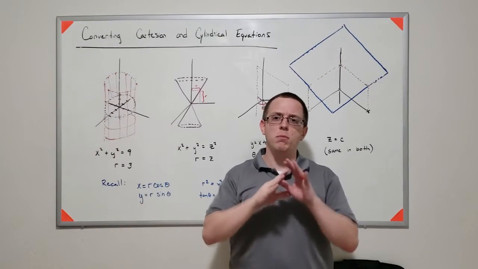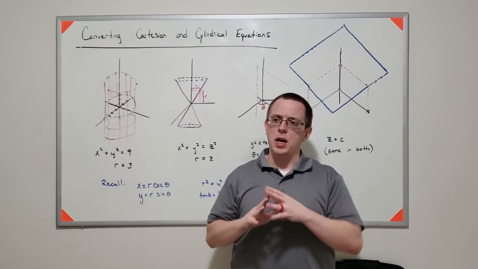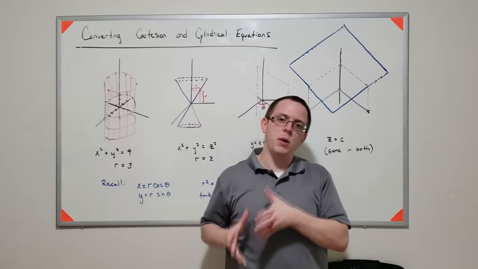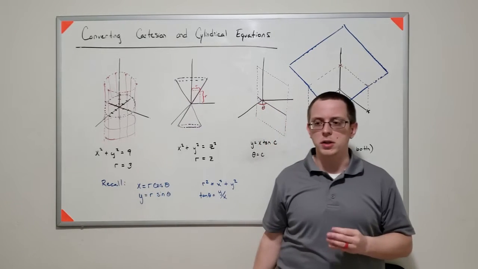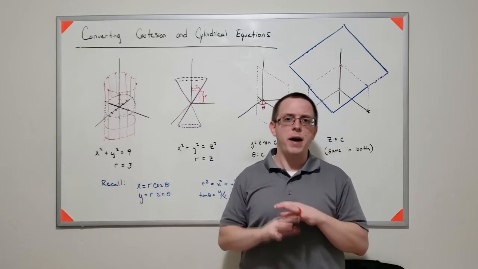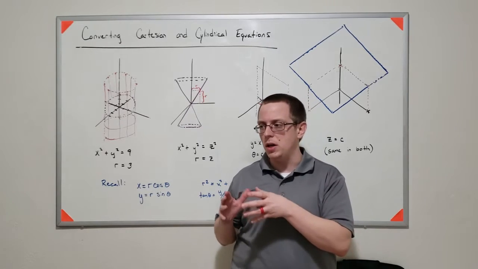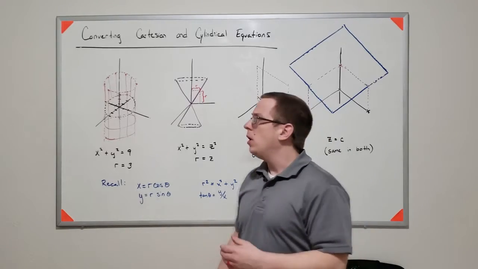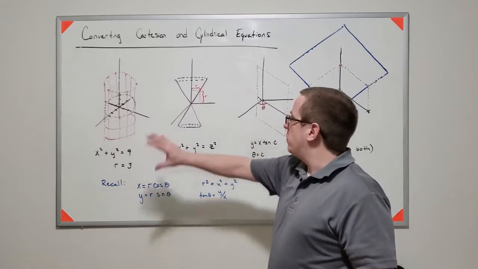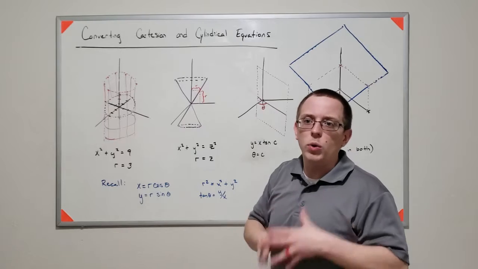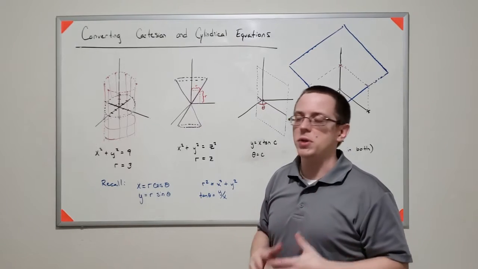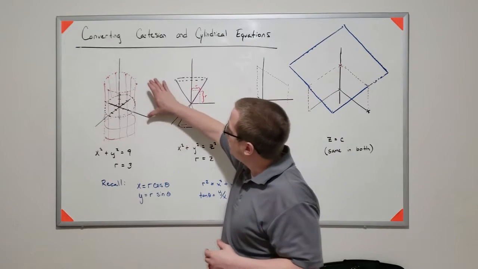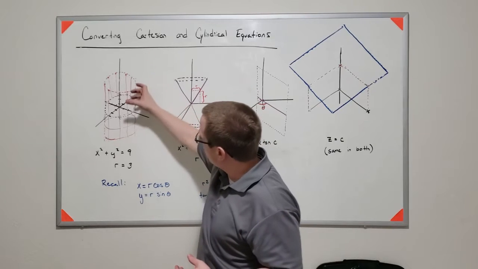Some equations make more sense to represent in a cylindrical coordinate system than they would in a Cartesian or rectangular coordinate system. And oftentimes you'll have an equivalent representation, but it could be very ugly in one and very simple in the other. So I want to show you some simple examples of things that we've seen before that are represented in the different coordinate system types. The first one is this circular cylinder.